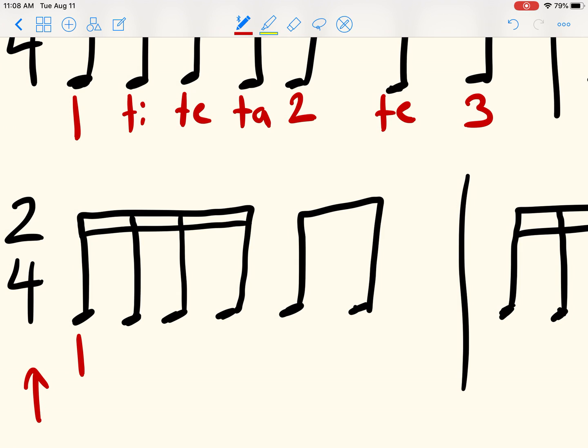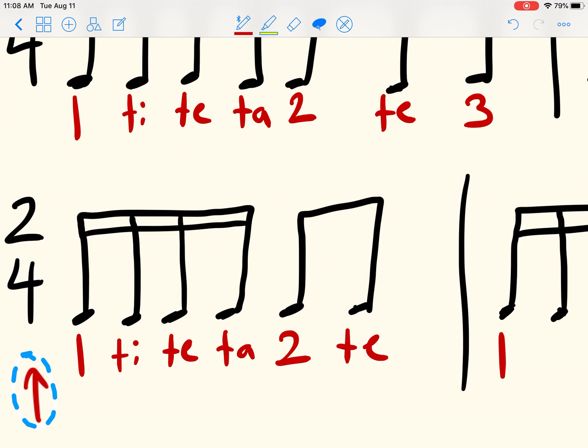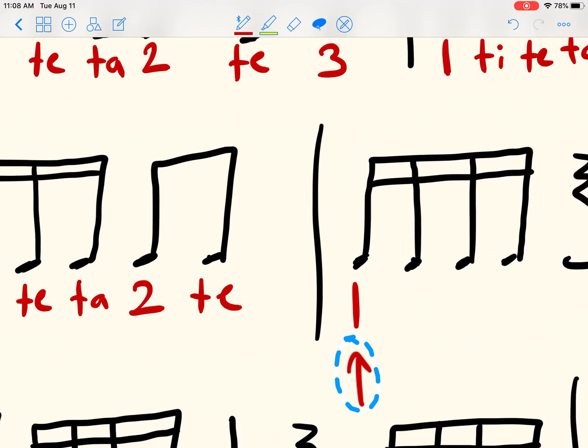So we have 1, T, te, ta, 2, te, 1. 1, 2, here we go. 1 T theta, 2 te, 1. Try it again. Ready and go. 1 T theta, 2 te, 1. Moving on to the next measure.